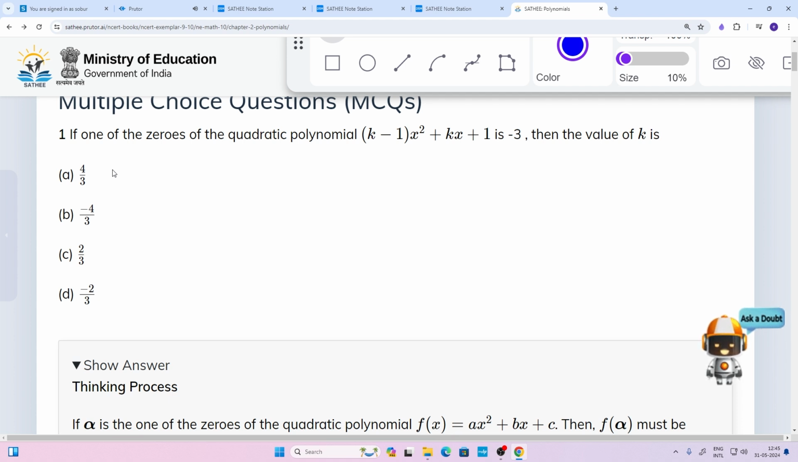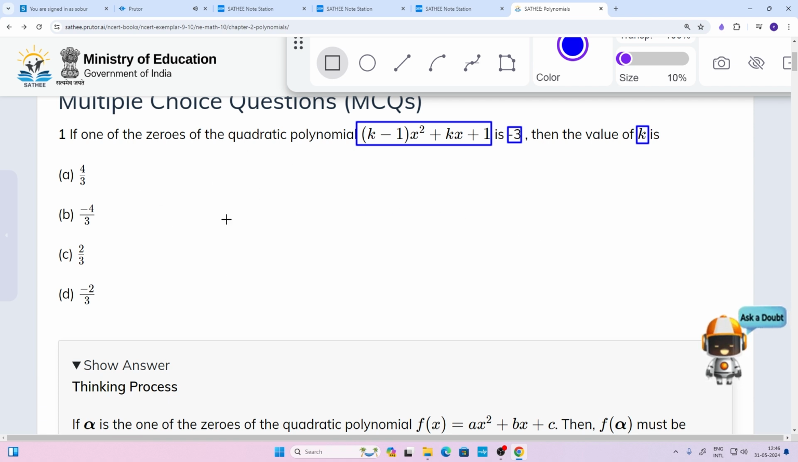Basically we are given a quadratic polynomial, that is (k minus 1) times x square plus kx plus 1. This is our given quadratic polynomial. And we are given that one of the zeros of this quadratic polynomial is minus 3. So minus 3 is one of the zeros of this quadratic polynomial, and we need to find the value of k.